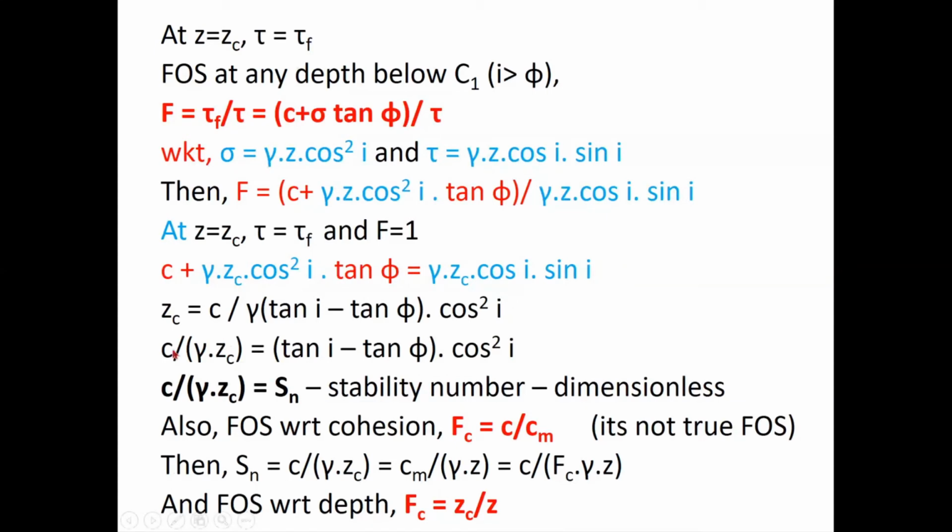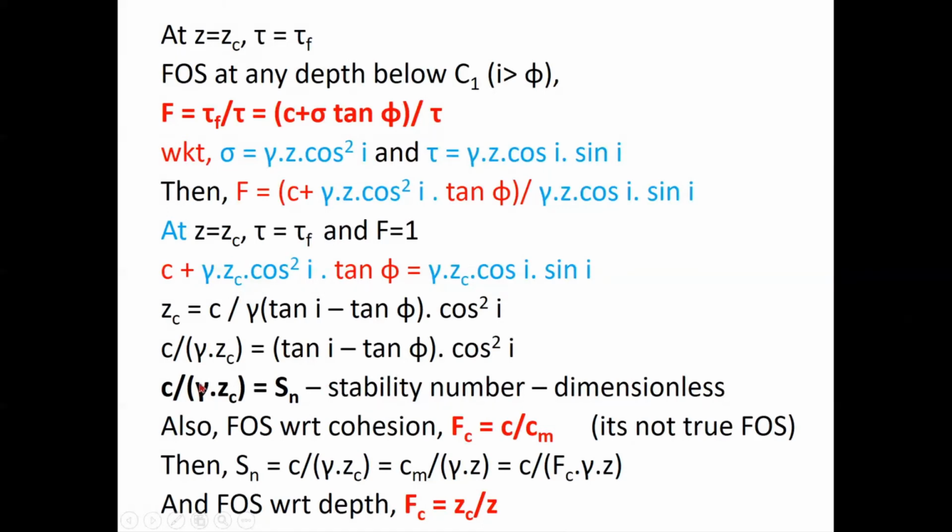So this particular constant, this is the constant you can see, right? This is the constant, isn't it? c, cohesion of the soil, gamma, unit weight of the soil, and zc, critical depth of that soil. These three parameters are constant, isn't it? So the ratio of these parameters is called Sn, or stability number, which is a dimensionless parameter. Okay, so this c by gamma zc, the stability number, will be equal to tan i minus tan phi into cos square i, which is a function of the angle of internal friction of the soil and the slope angle. So that represents my stability number. So we will use this later when we do problems. Okay.